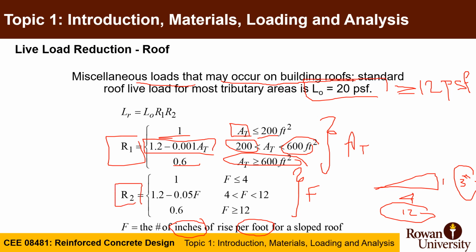R2 is a function, as I mentioned, of the F value, which is the number of inches of rise per foot of slope. As you know, as your slope increases, the probability of having live load decreases. That's why if F is less than 4, you basically have 1. If you are between 4 and 12, you use 1.2 minus 0.05 F. If you're more than 12, which is slope 1 to 1, your reduction is 0.6.